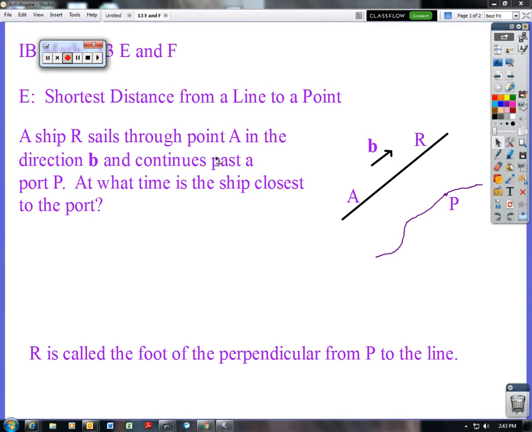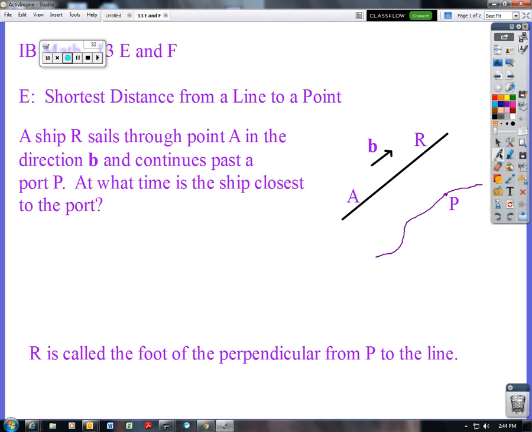So this lesson is IB Chapter 13, E and F. First, E is the shortest distance from a line to a point. A ship R sails through point A in the direction B and continues past a port P. At what time is the ship closest to the port?